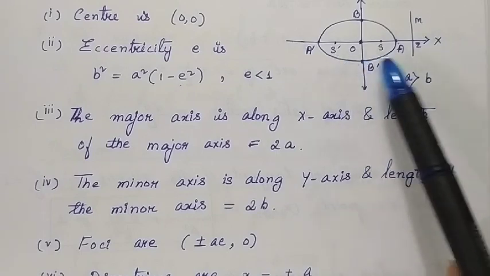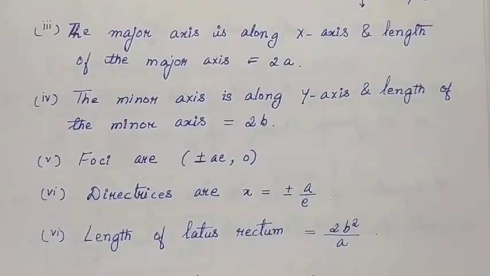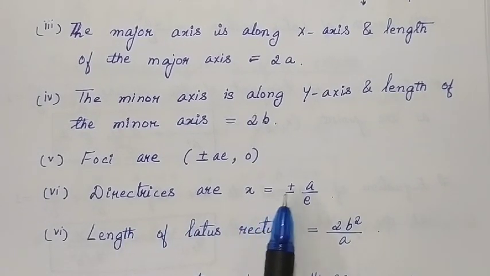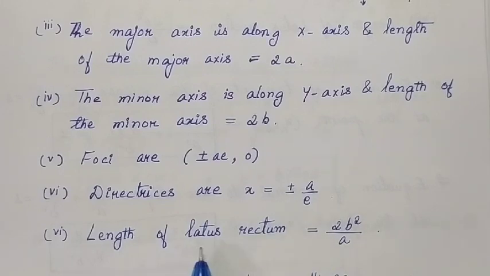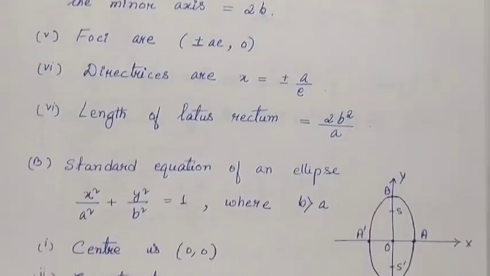Here S and S' are the foci. And the directrices are given by x = ±a/e. The length of the latus rectum is given by 2b²/a, and the semi-latus rectum will be only b²/a. No need to write the 2 for the semi-latus rectum.